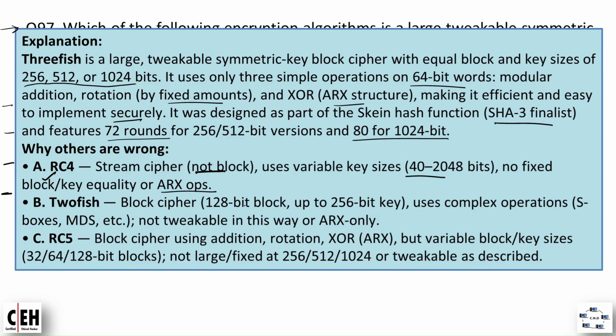Option B, Twofish, is a block cipher with a 128-bit block and up to a 256-bit key. It uses complex operations, S-boxes, MDS, etc., and is not tweakable in the way described, nor ARX only. And option C, RC5, is a block cipher using addition, rotation, XOR, but with variable block and key sizes. It is not large and fixed at 256, 512 and 1024 bits, which are tweakable as described.